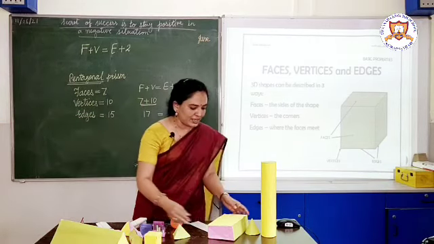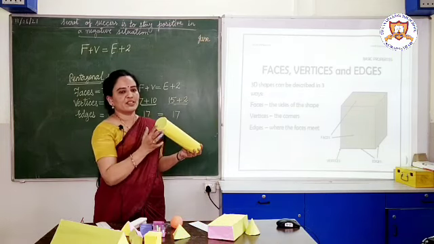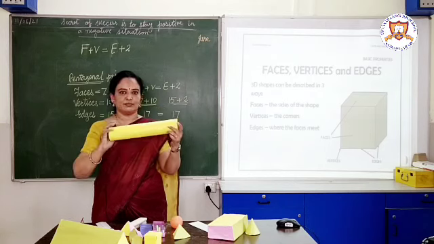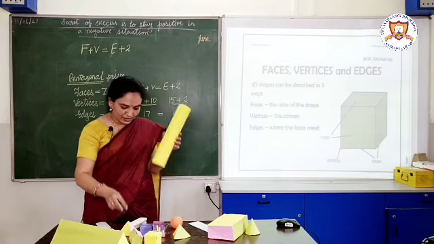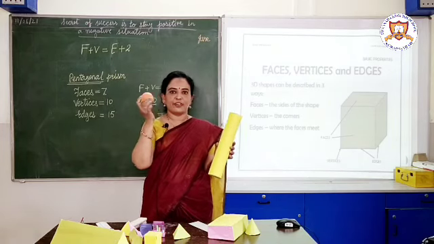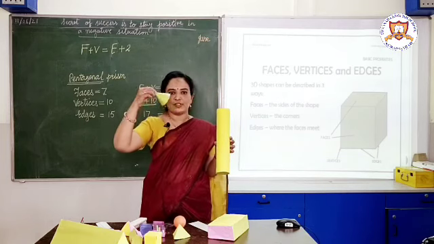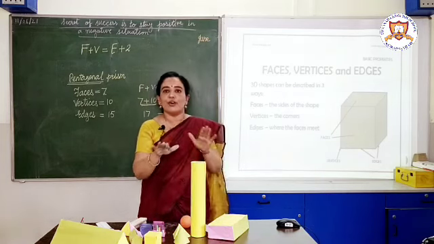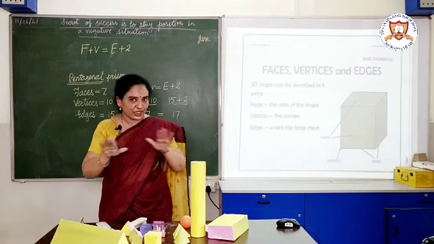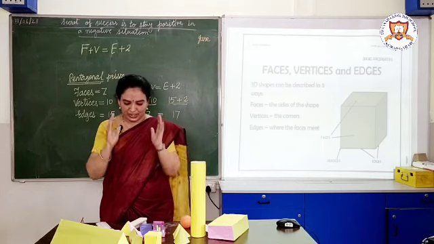Then let's come to the curve. This is the cylinder. It is a curved surface. So can you tell me the edges? It has no edge. The same thing will happen with the sphere. It has no edge. And the cone is not having an edge. So this formula is not useful for curved edges.